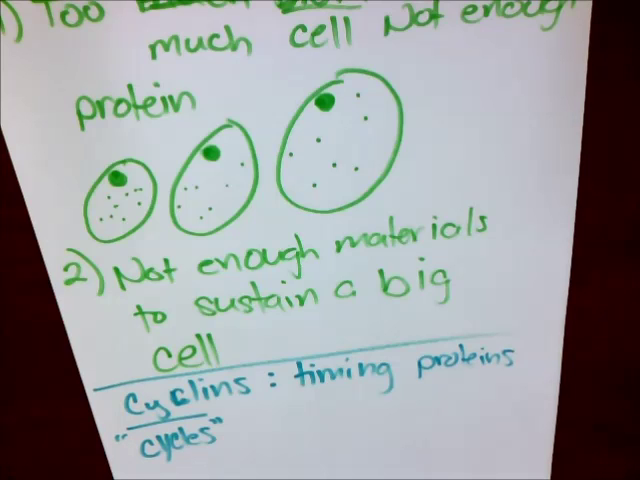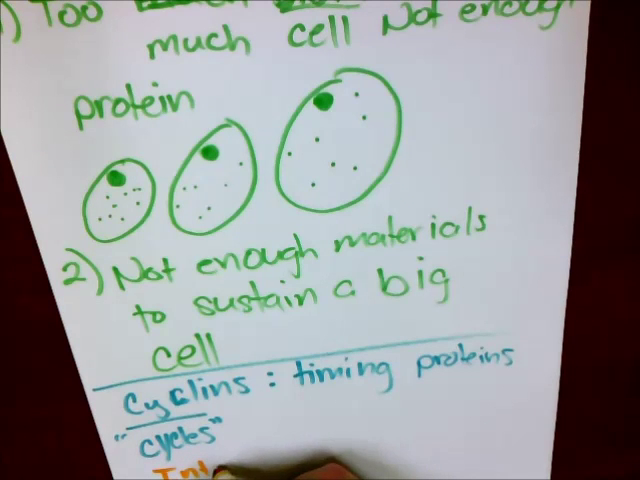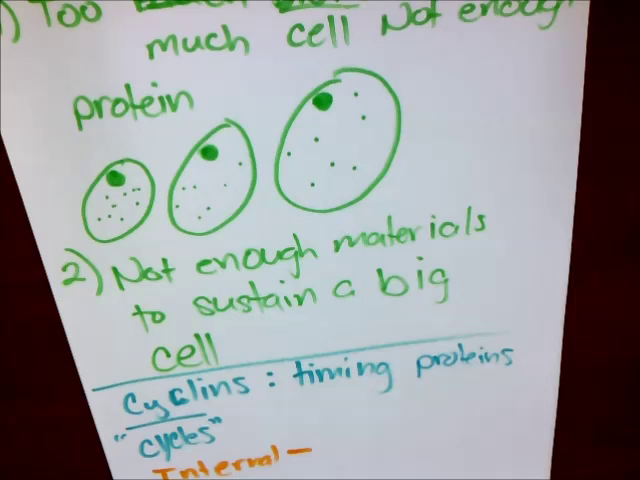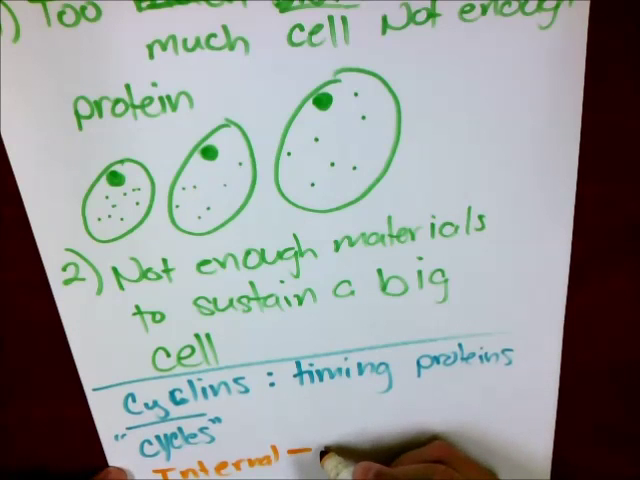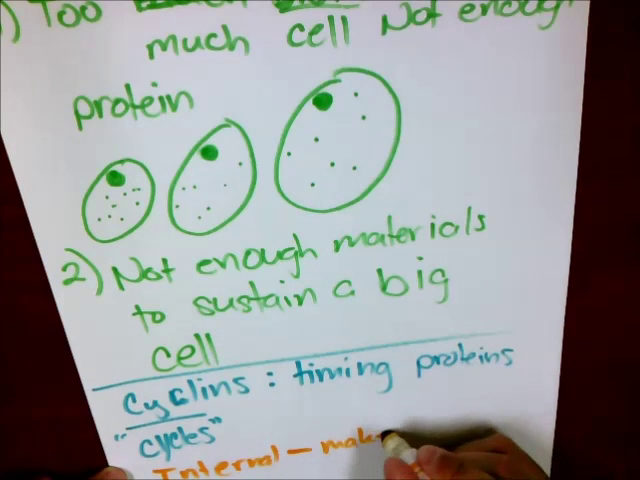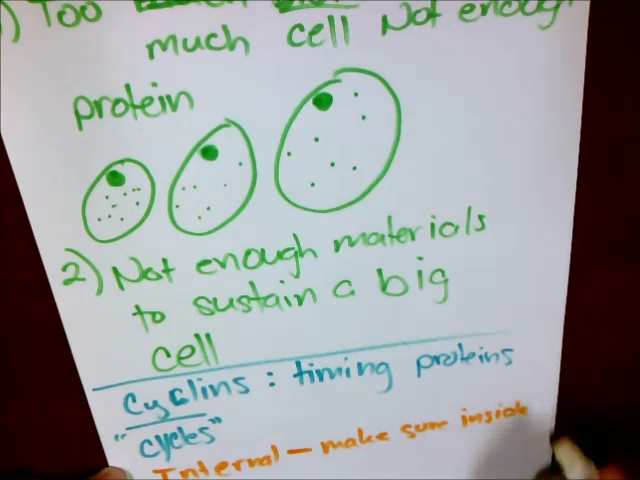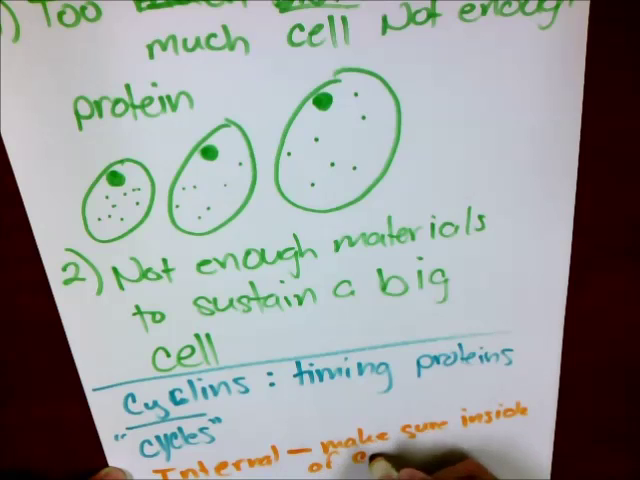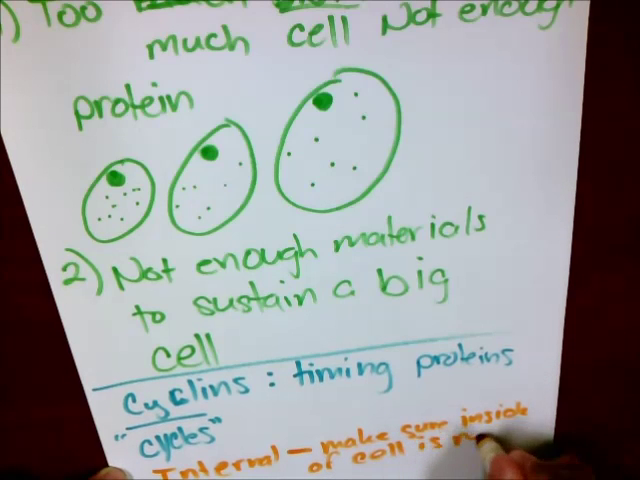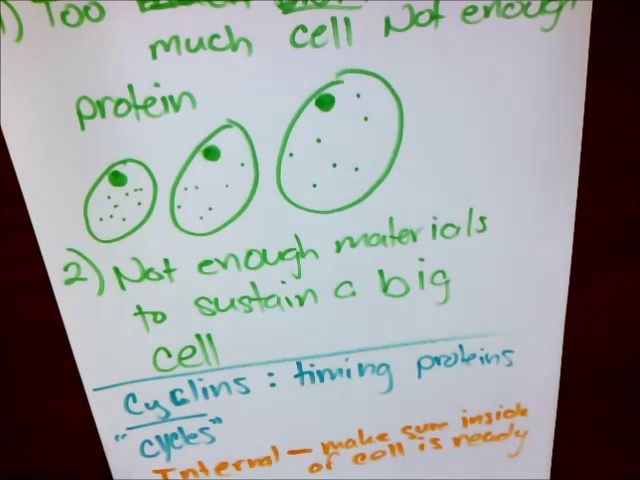Then there are types of regulators. On page 10, you'll see two types of regulators: internal and external regulators. Go ahead and write this in orange. Internal regulators check what's going on inside a cell. Make sure the inside's cool, because internal means inside, right? So make sure the inside of the cell is ready for the next step.